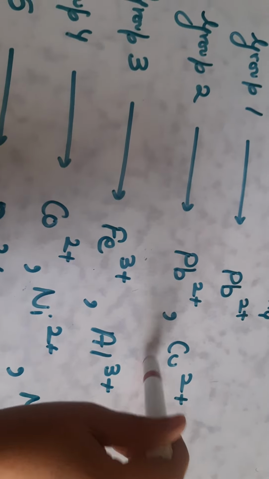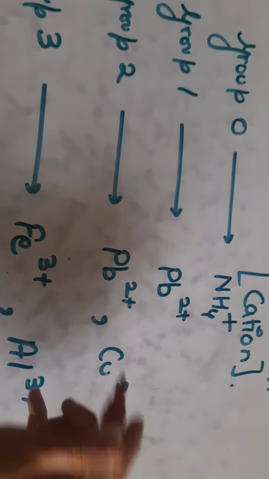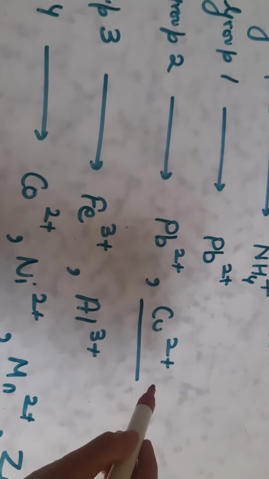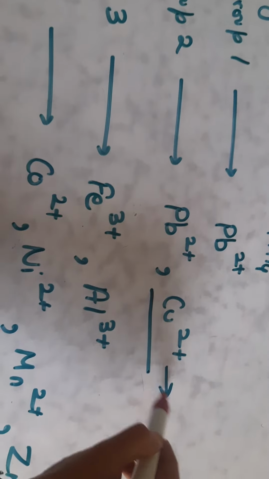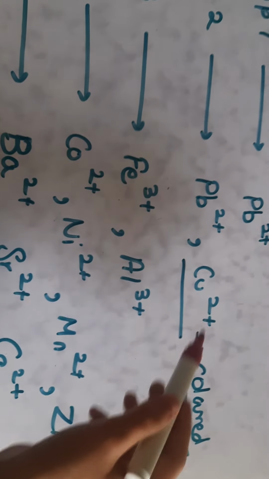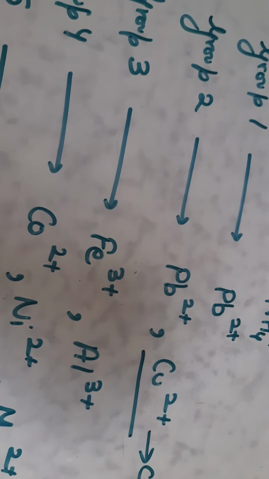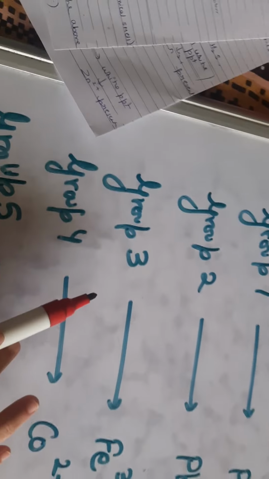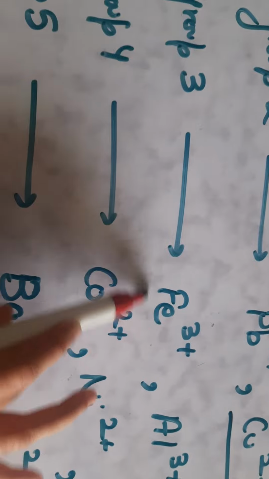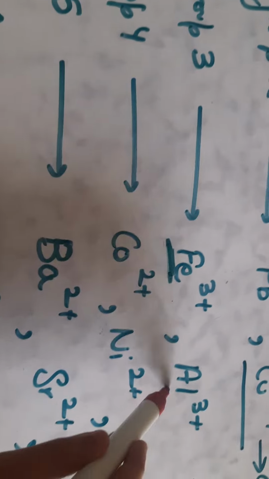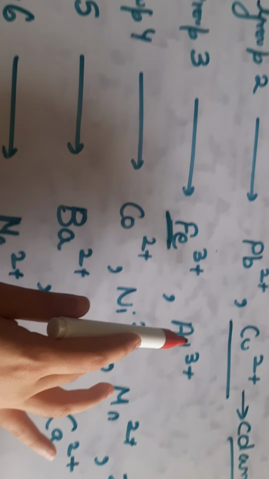Then in group 2, there's copper as well, but we won't be getting the salt of copper, because copper is basically a colored salt. You might know that the color of the copper salt is blue, so we won't get the copper salt because it's colored. Then we have the group 3, which contains iron and aluminium. Iron is again colored, so we won't get iron. Sorry, we'll get aluminium in group 3.